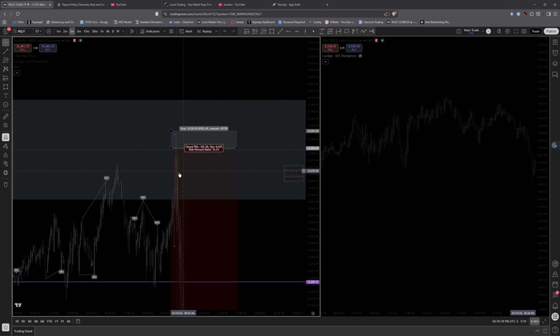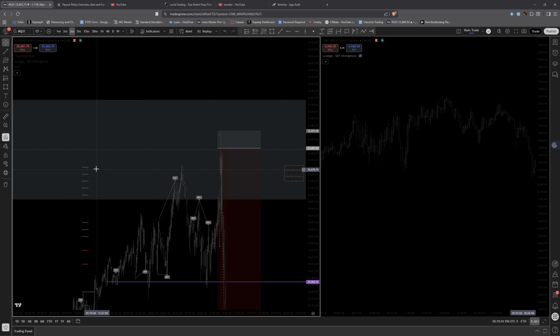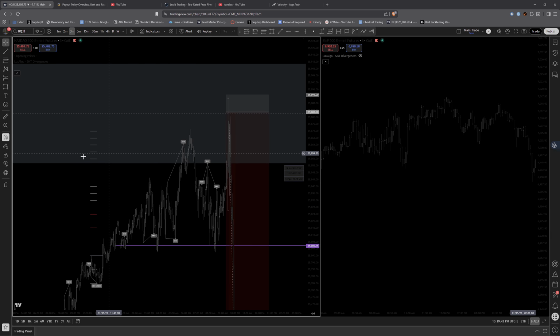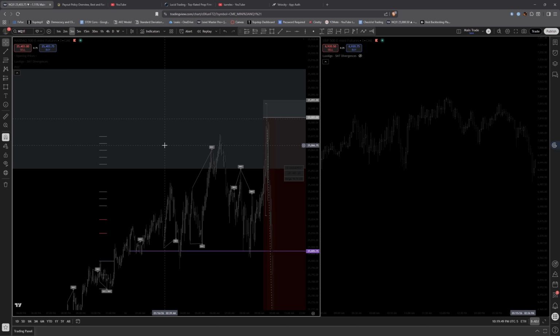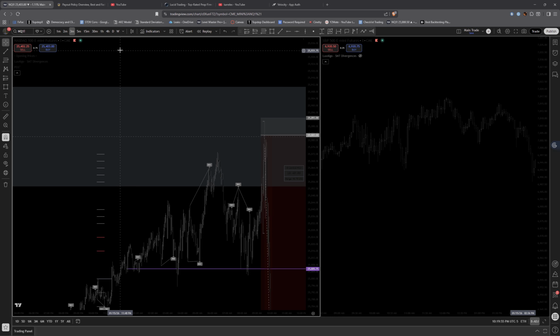So the reason I took this trade right here, even though it's outside of the standard deviation, is because this standard deviation held up quite a bit. When a standard deviation holds up like this, it's very common for it to re-meet these zones and then give you another entry. So that's what I did.